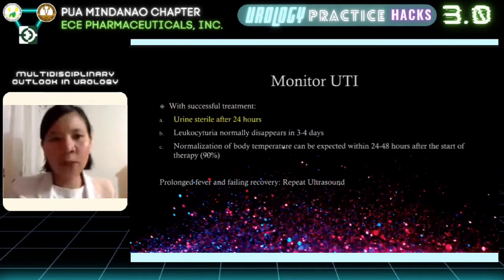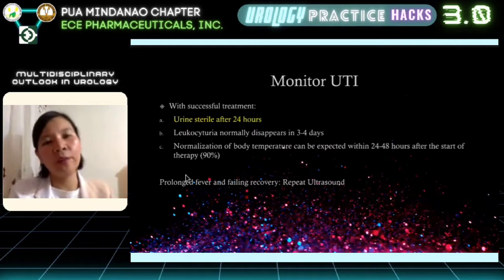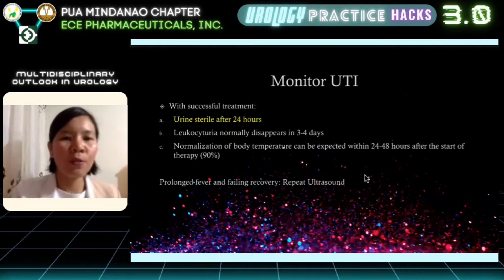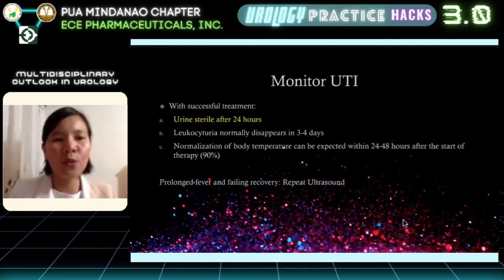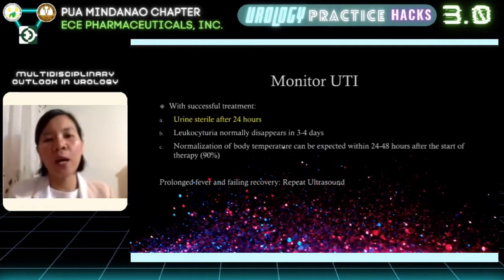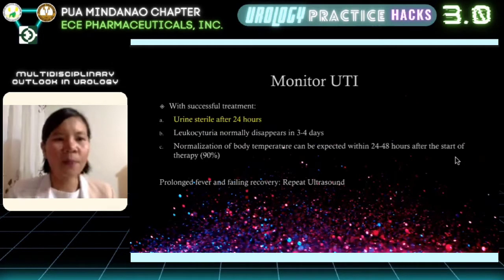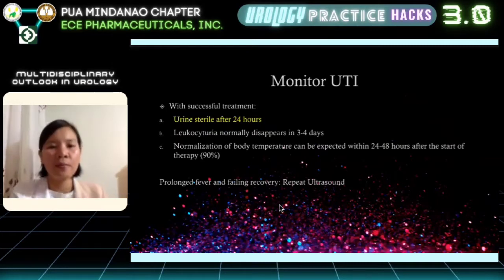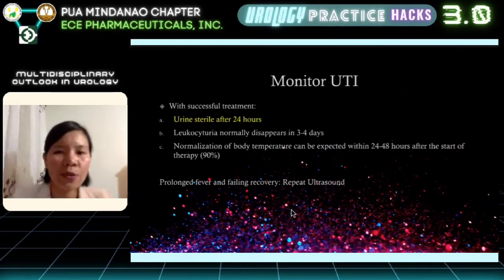So how do we monitor UTI in patients? With successful treatment, the urine usually becomes sterile after 24 hours. Leukocyturia normally disappears in 3 to 4 days, and normalization of body temperature can be expected within 24 to 48 hours after the start of therapy. However, if you notice prolonged fever and failing recovery, then repeat ultrasound examination is recommended in these cases.